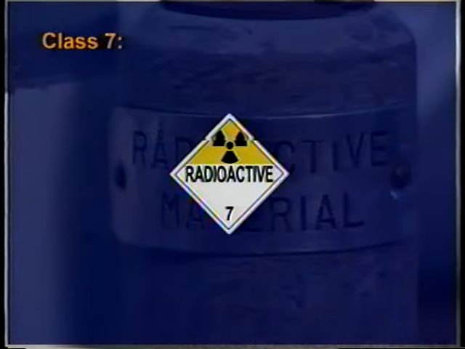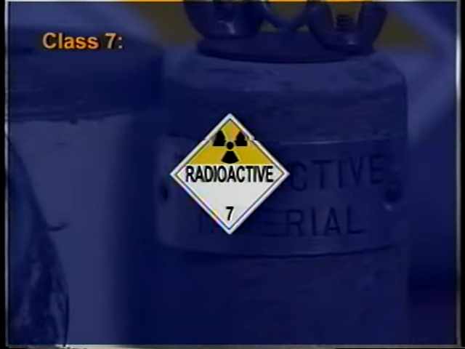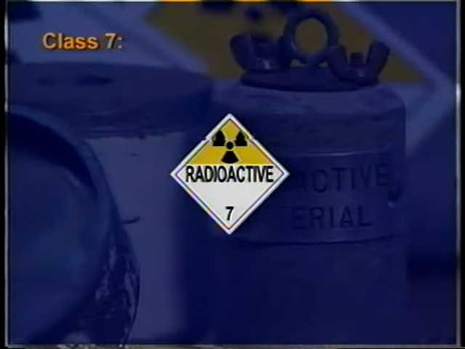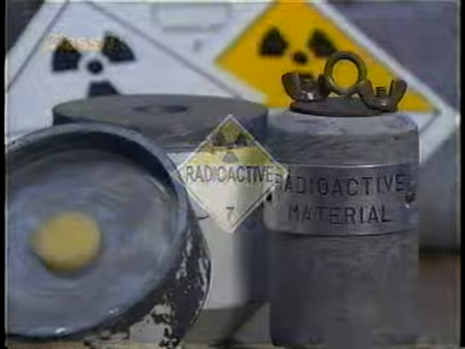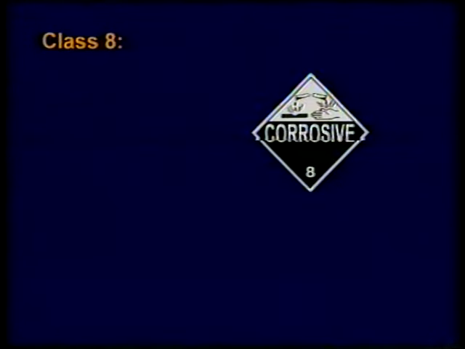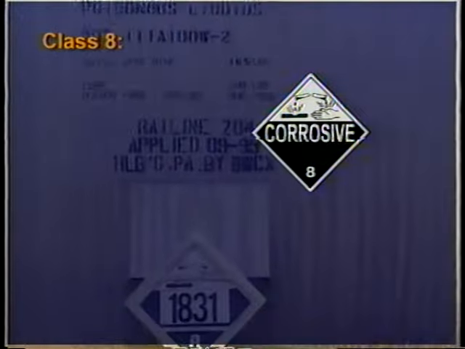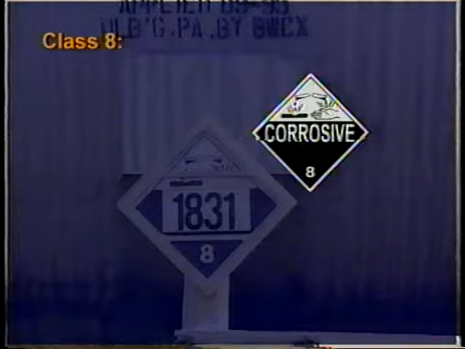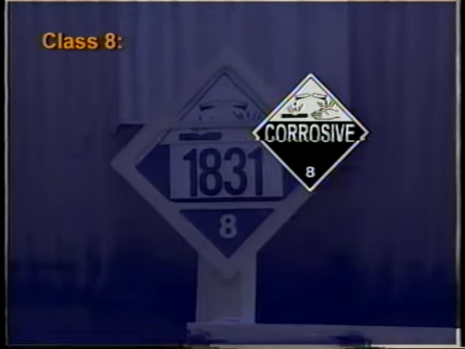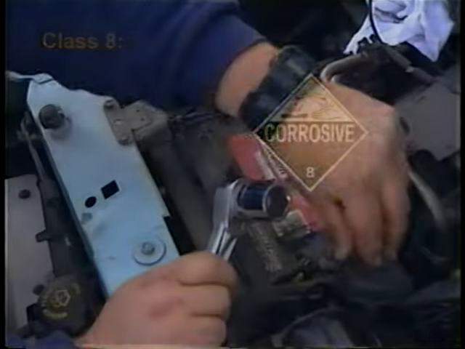Class 7, radioactive material. Radioactive materials emit ionizing radiation that may be harmful to humans or animals and can affect photographic and X-ray film. Class 8, corrosives. Corrosive materials cause damage when they come into contact with living tissue, aluminum, or steel. The acid in a car battery is an example of a Class 8 material.